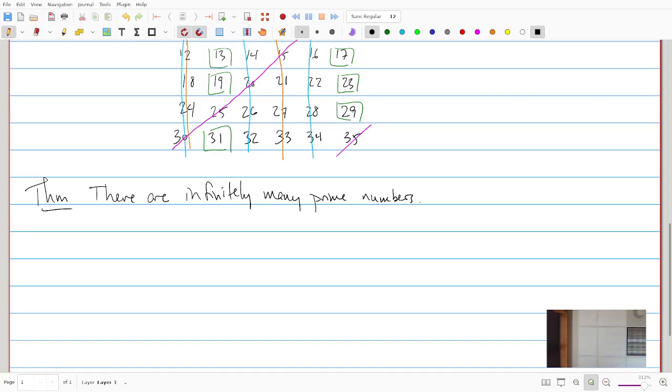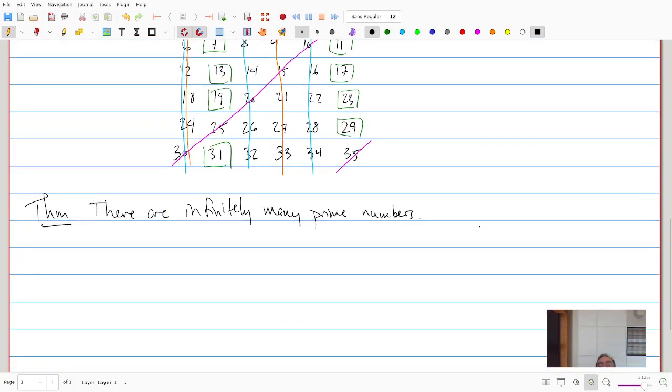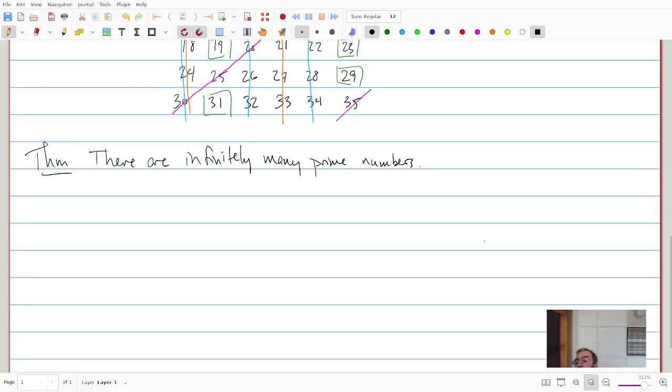Even if you look at this picture, it seems like maybe they get rarer as we go on. Right? The first row had 3 of them, and then there's 2 on each row, and then the last 2 rows only have 1 each. And that's true. They do get rarer and rarer as you go, but they never stop. So how do you actually prove that? This is a classic proof by contradiction.